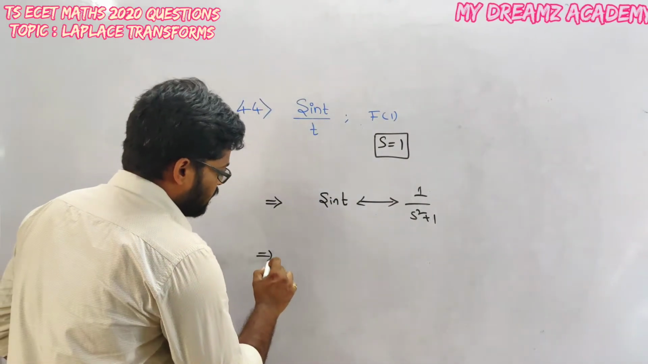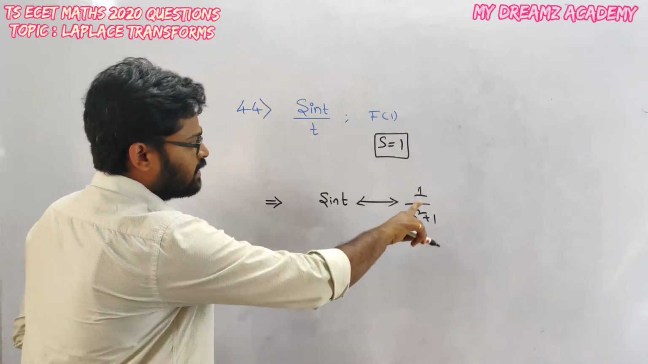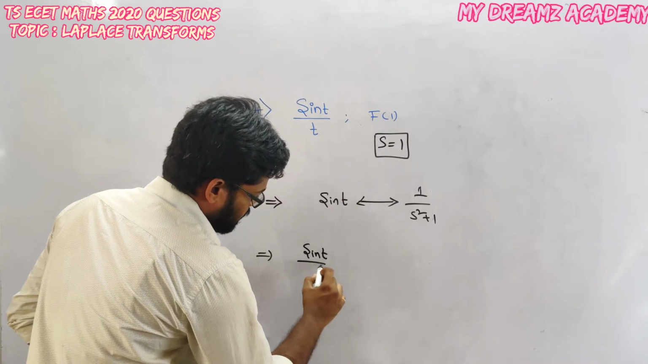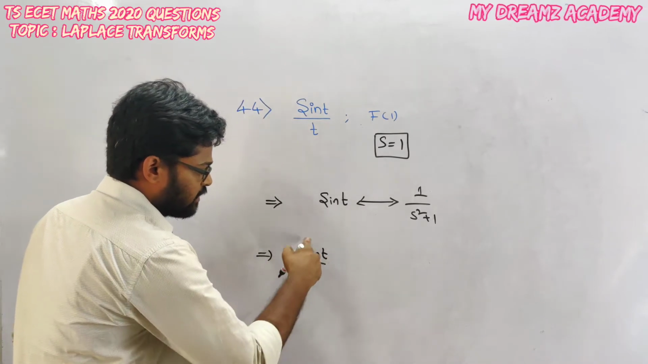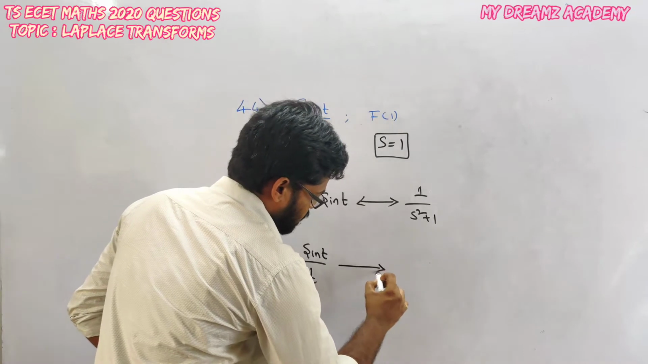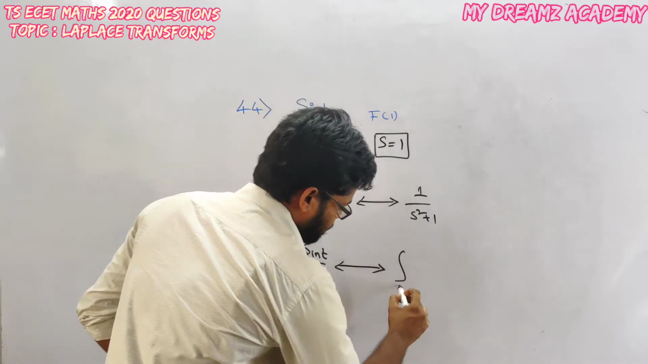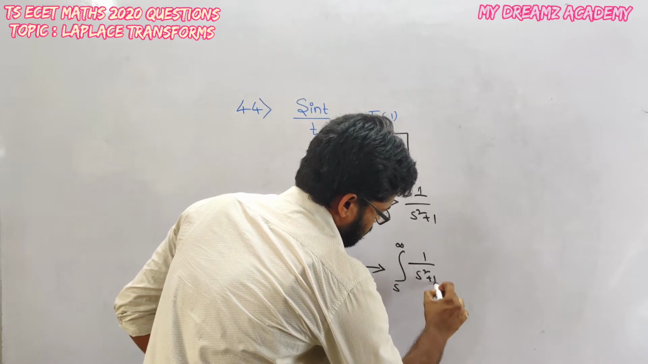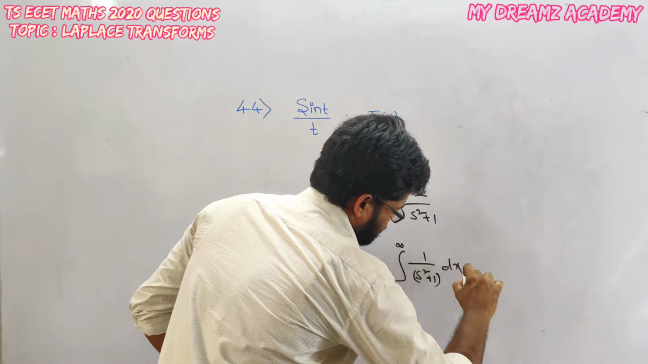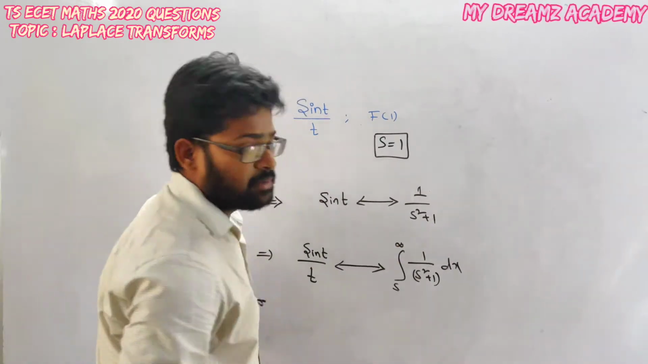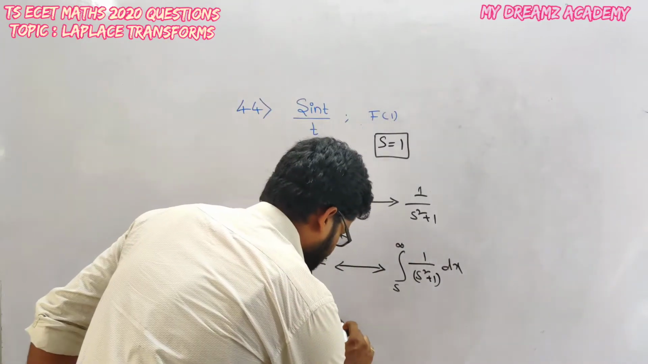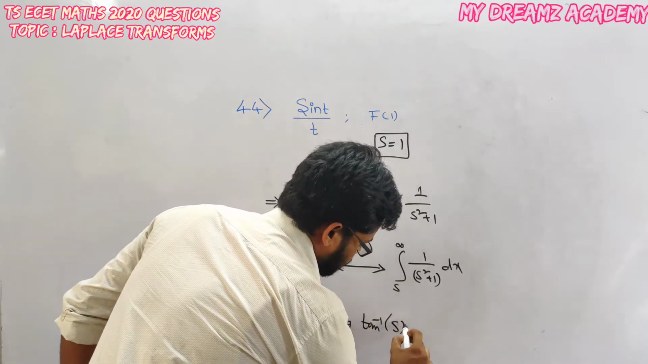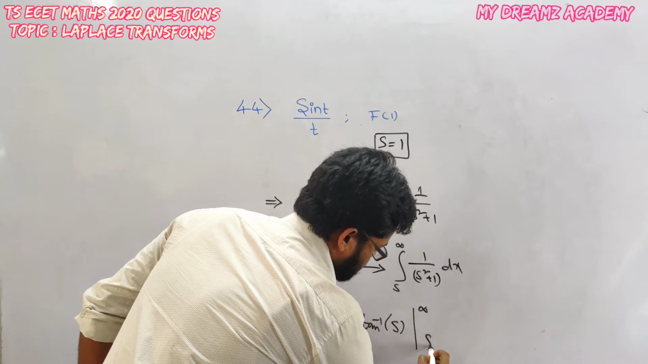Then if I divide by t, that is sin t by t, we need to integrate the term. If I divide the function in the time domain by t, then integrate from s to infinity 1 by s square plus 1 ds. Integration of 1 by 1 plus x square gives tan inverse of s, with limits from s to infinity.